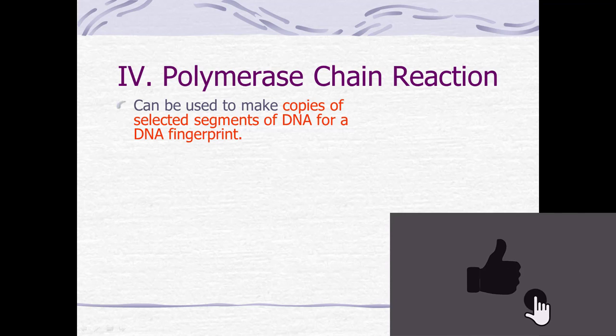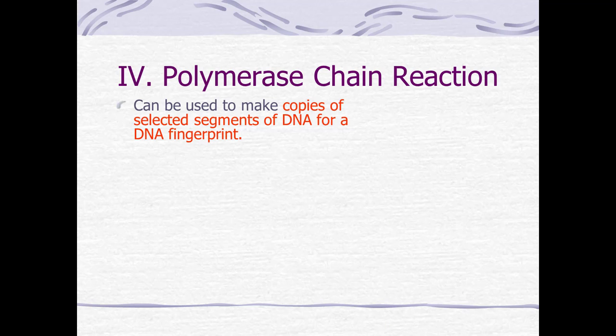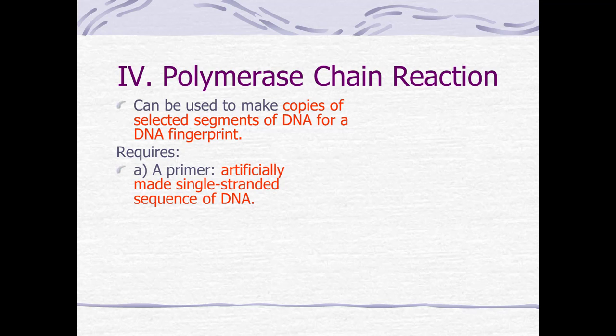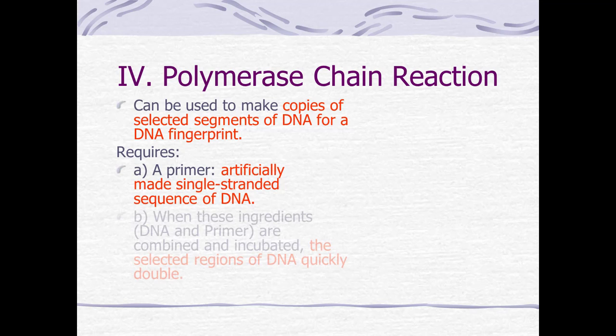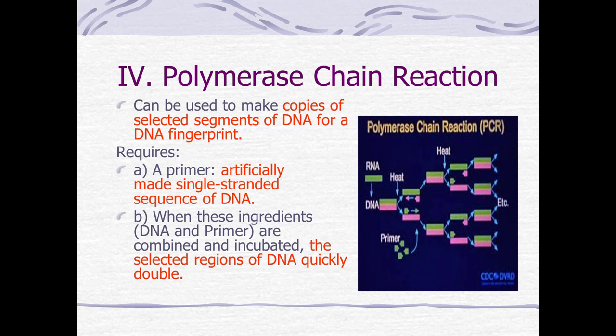So the PCR is used to make copies of a selected segment of DNA for a DNA fingerprint. That requires a primer, which is an artificially made single-stranded sequence of DNA. When these ingredients, DNA and primer, are combined and incubated, the selected region of DNA can be quickly doubled. This is the PCR diagrammatic explanation.